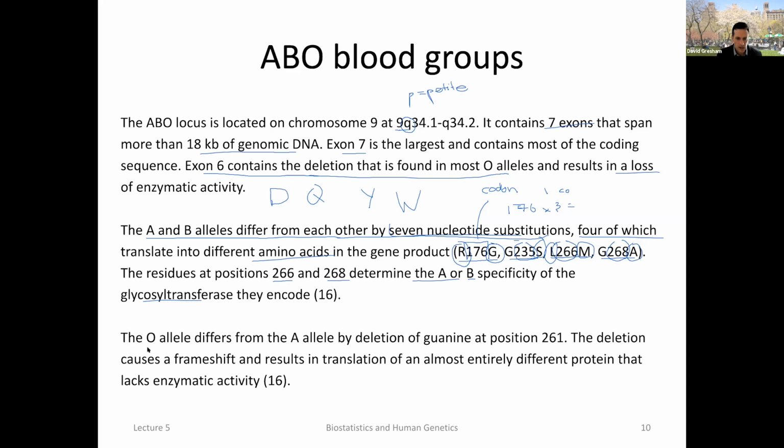The O allele differs from the A allele by deletion of a guanine at position 261, so just one base. But deletions, as we recall, can often cause frameshifts, and so the rest of the amino acid sequence is scrambled with respect to the wild type, and you get a junky protein that doesn't do anything, okay? And that's the mutant type. So now you know all that you need to know about the ABO blood groups.